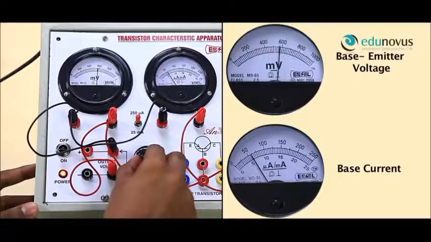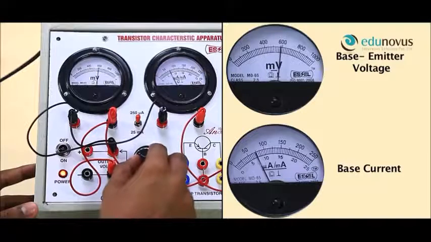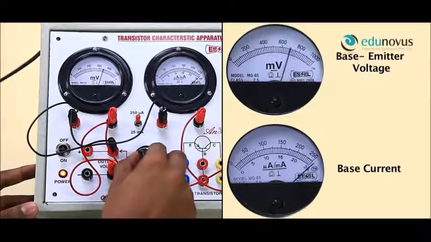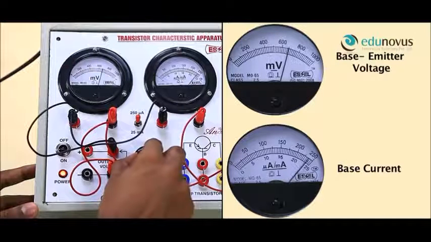For 580 millivolts, the base current is 75 microamperes. Like this, let's take readings further. For 640 millivolts, we find that the base current is 175 microamperes. And we see that if we increase the base emitter voltage further, the base current goes out of scale. So we have got sufficient readings to plot a good graph.